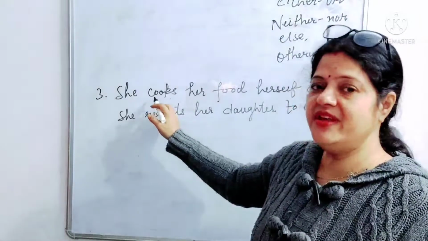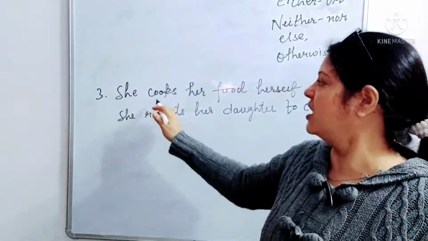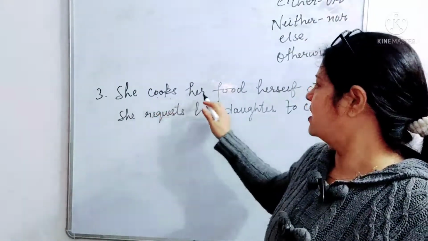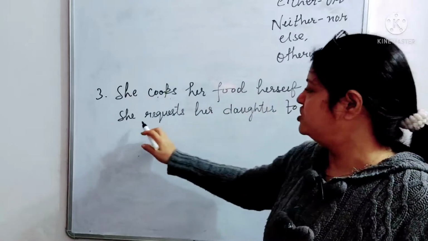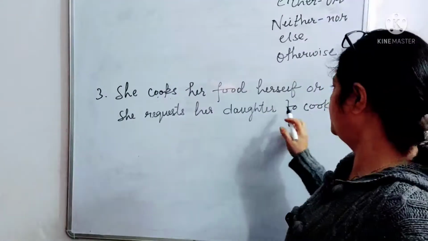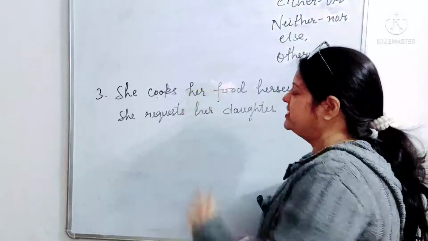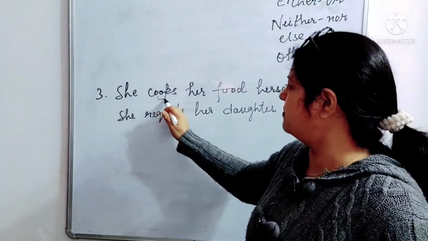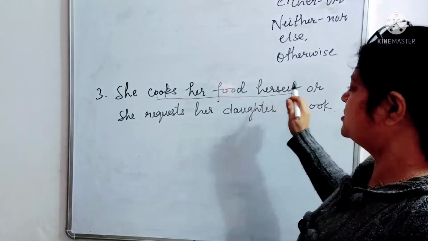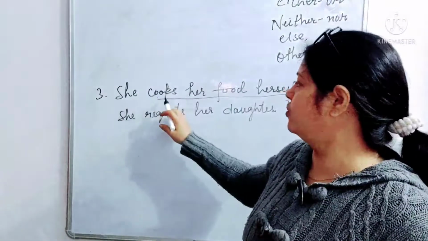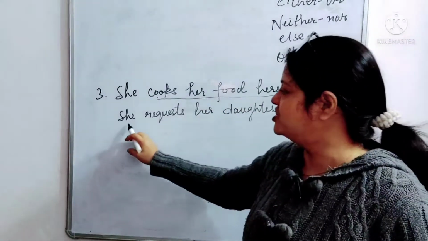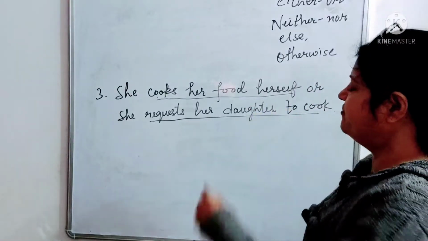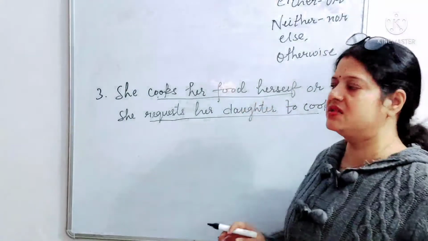But since we know that our predicate starts from here, cooks, this is the verb. So she cooks her food herself. She requests her daughter to cook. So in these two sentences we find that the predicate part is different. She subject cooks her food herself, and she subject requests her daughter to cook. So here we find these predicate parts are different.